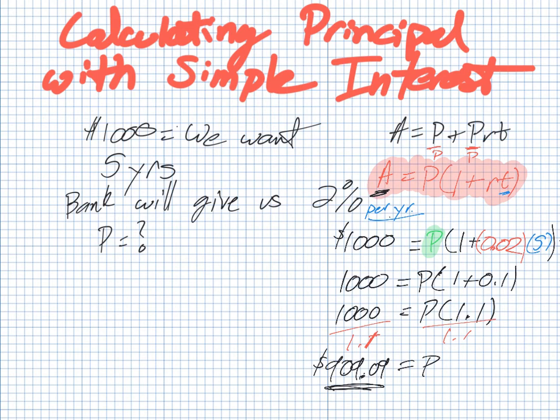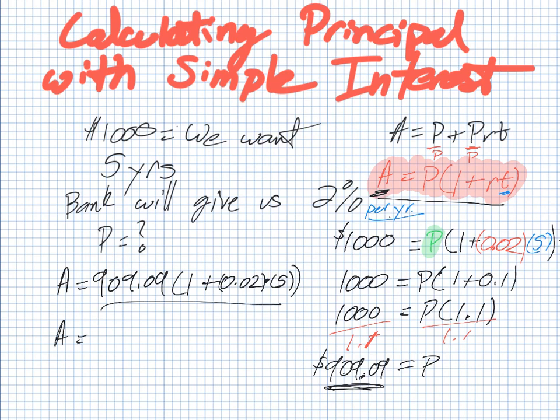We can technically prove this. Let's test this hypothesis. Let's say we don't know the amount in the future, but we know the principal is going to be $909.09. I'm going to use the second formula we used, times (1 plus 0.02 times 5). If we run these numbers, it should end up with A at 1,000.